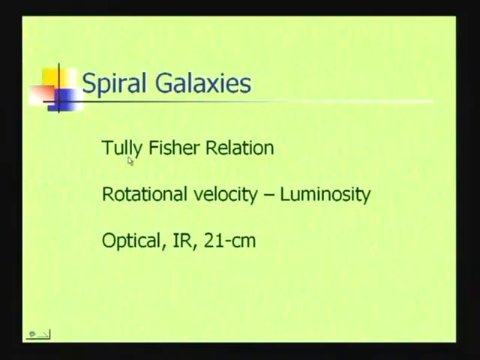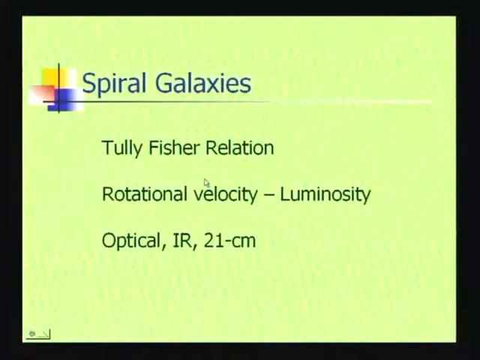This was discovered by Tully and Fisher, two astronomers, and they found that the rotational velocity is related to the luminosity of the galaxy. So if you know the rotational velocity, you can predict the luminosity. The luminosity could be measured in optical, or in the infrared, or in the 21 centimeter band, and you will get different Tully-Fisher relations for all three of these. But the basic point here is that if you can measure the rotational velocity, you can then use the Tully-Fisher relation to predict the luminosity.